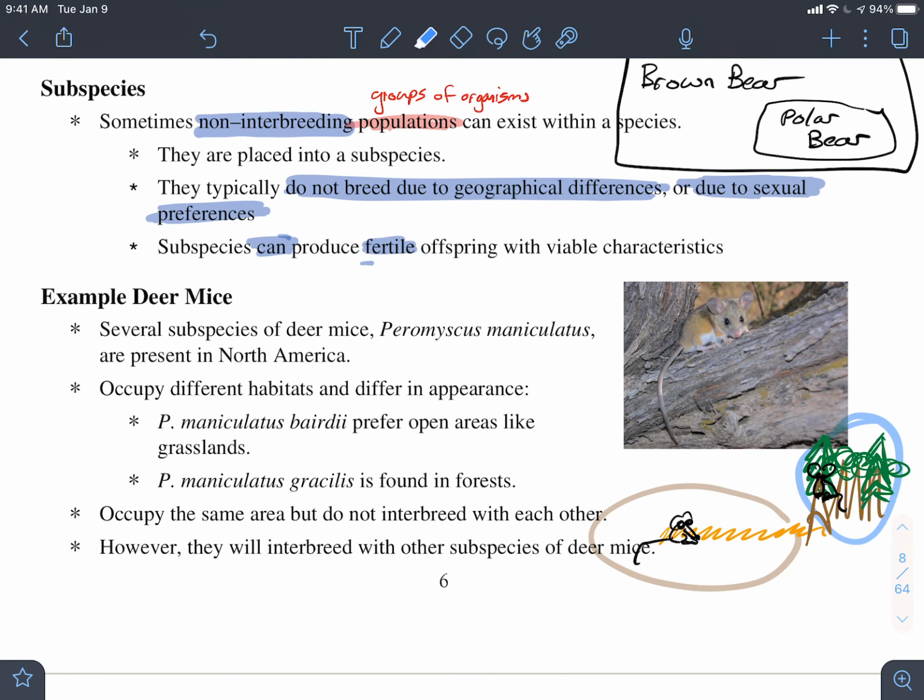And so because the two areas that they're found in don't cross, we don't have any crossbreeding, even though as subspecies they probably could produce offspring. And maybe in a controlled environment like a laboratory, you could get them to crossbreed.